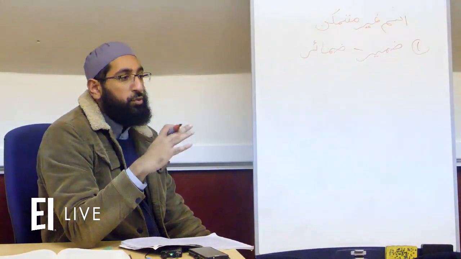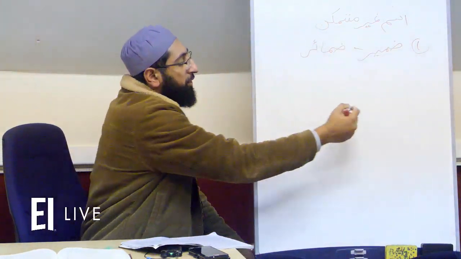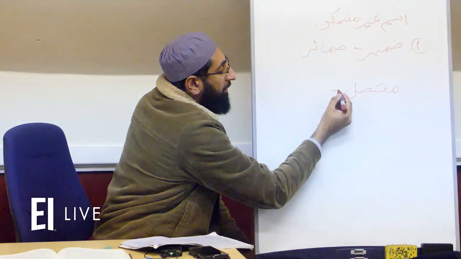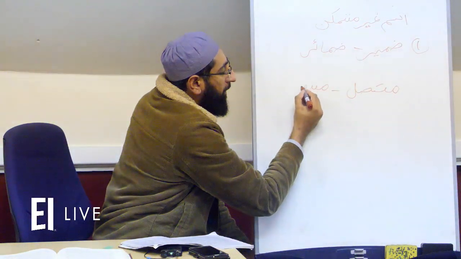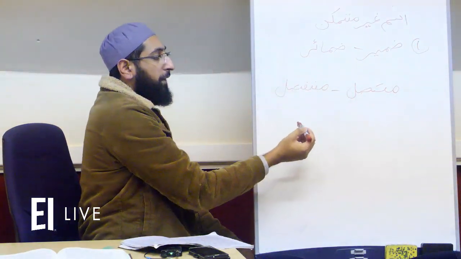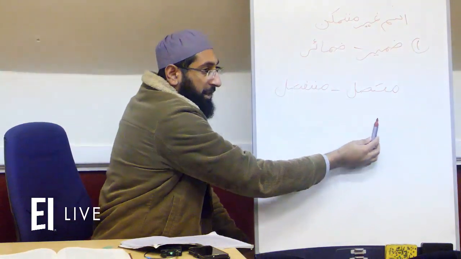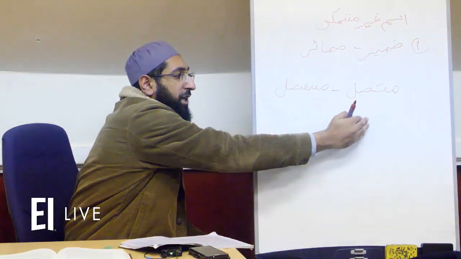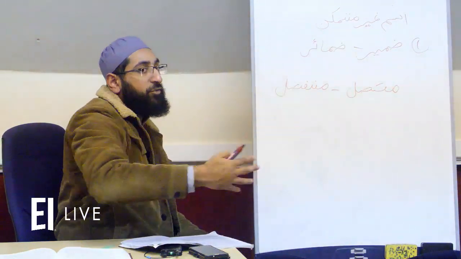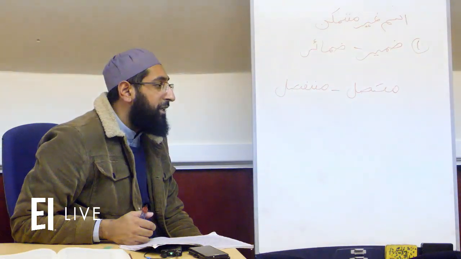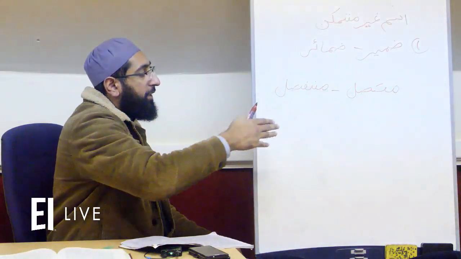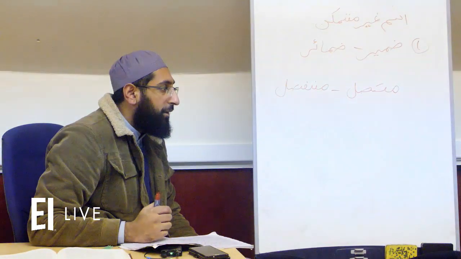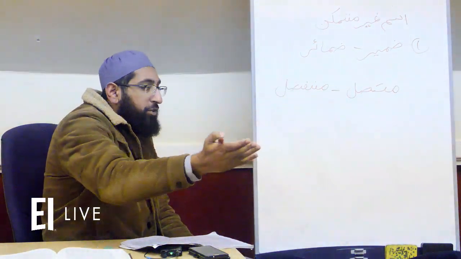You know what marfu, mansoob, and majroor is, right? So then muttasil, attached, and munfasil, detached. What it means is that it is attached to its amil. Remember amil and ma'mul? So the zamir, the pronoun, is attached to its amil, or it's detached from its amil. Remember iyaka na'budu. The iyaka is munfasil because it's not attached to na'budu, is it? When you look at it, it's not attached to it. It's got nothing to do with it.